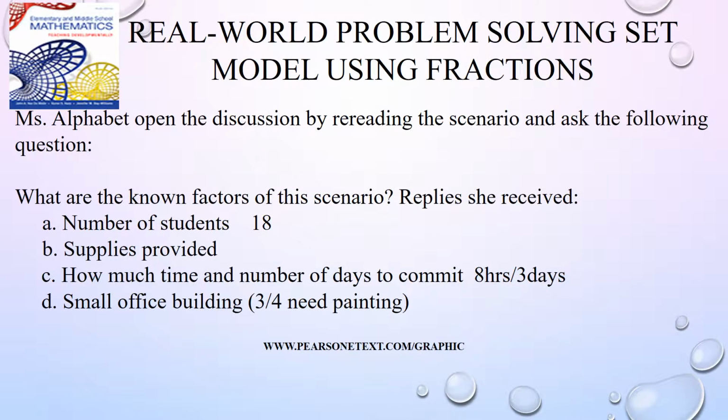Miss Alphabet opened the discussion by rereading the scenario and asked the following question. What are the known factors of this scenario? Replies she received were number of students, 18, supplies provided, how much time and number of days to commit was 8 hours and 3 days. Small office building, only 3/4 of the building needs to be painted.